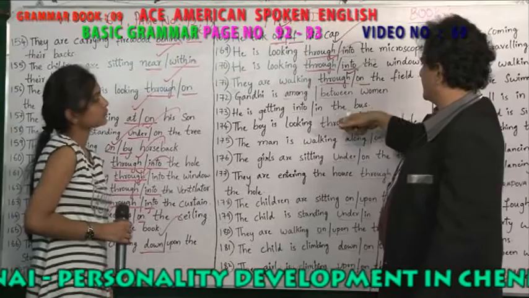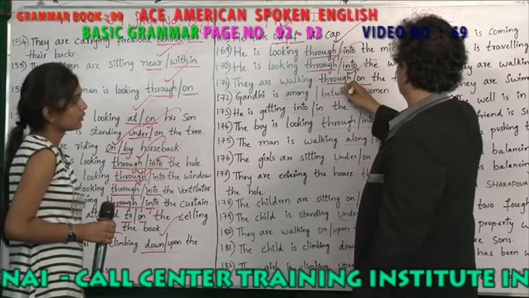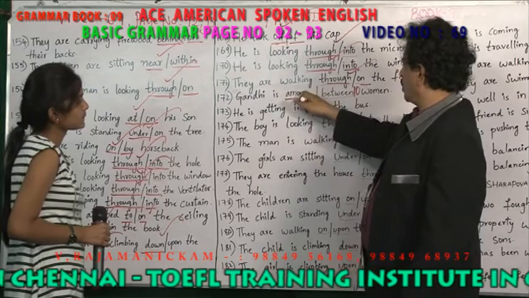Gandhi is among women or between women? Among ten women, you can say. Among or between? Among is used when you have more than two nouns. And if it is in the middle, you are using among, not between. Right, sir? So among is correct.